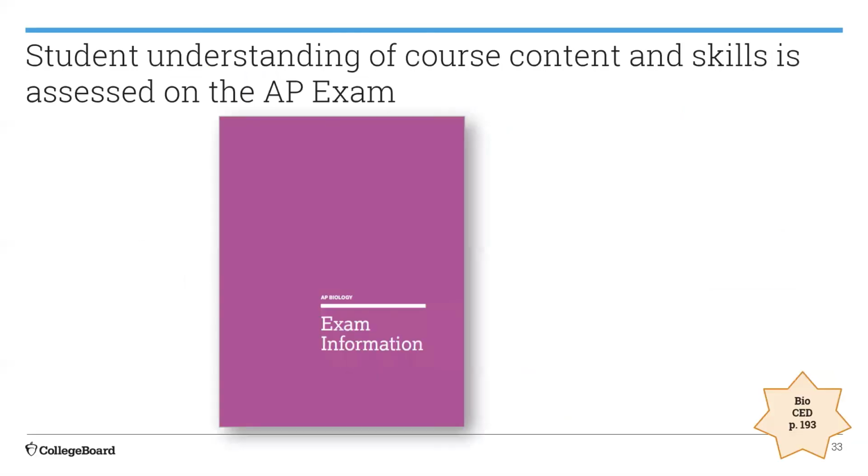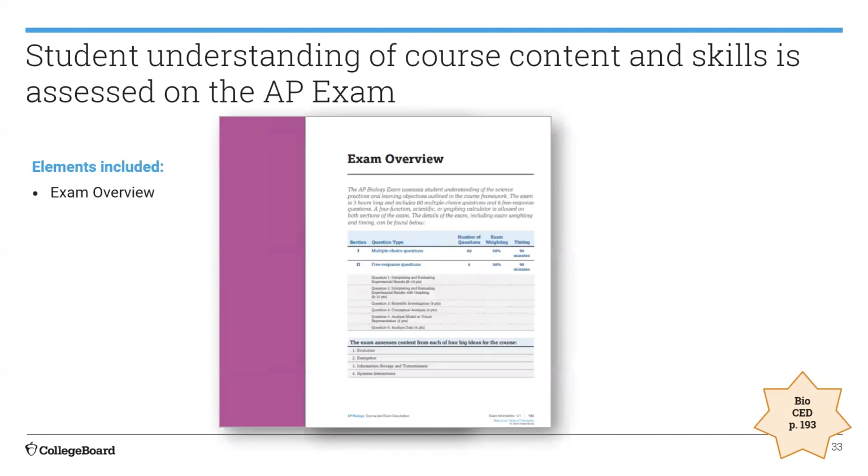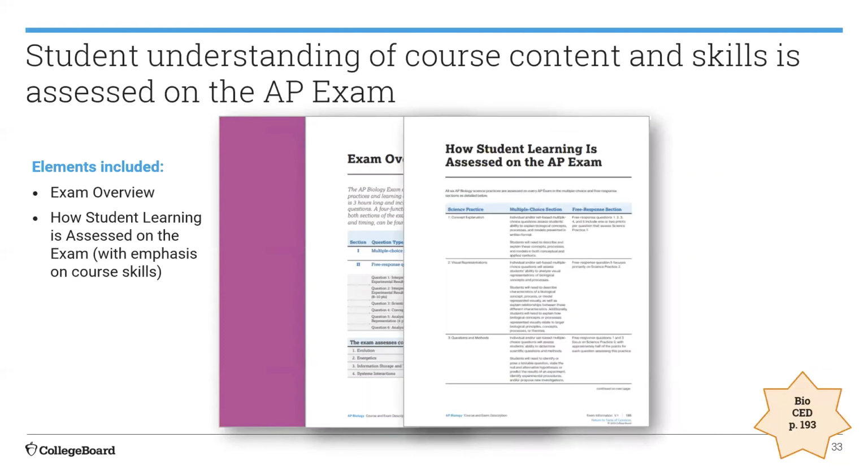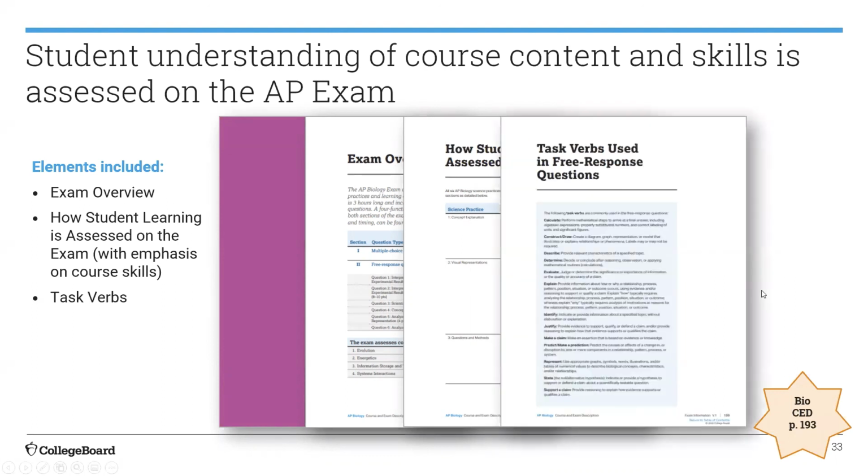And then there's the exam information. The exam information contains a lot of information that has always been in the CED, so the exam overview, number of questions, exam weighting, timing, etc. But we've also added a section on how student learning is assessed on the AP exam that focuses a lot on skills. So if you're sitting there saying, you hear me talking a lot about skills, but where are those actually tested on the exam, we've spent some time to outline for you how particular skill categories are assessed on the multiple choice section and the free response section of the exam.